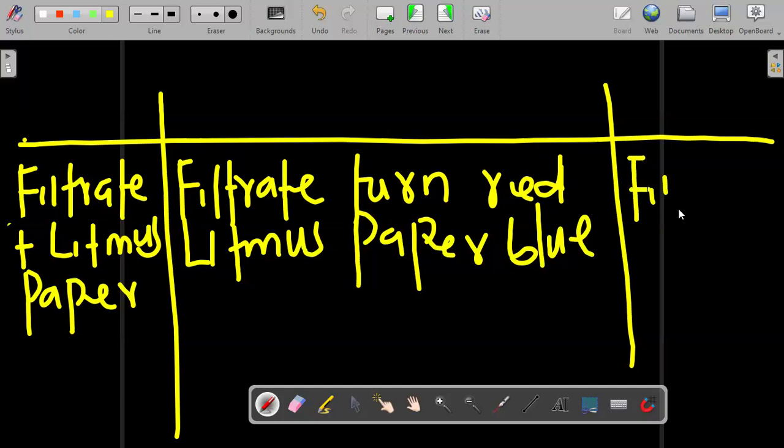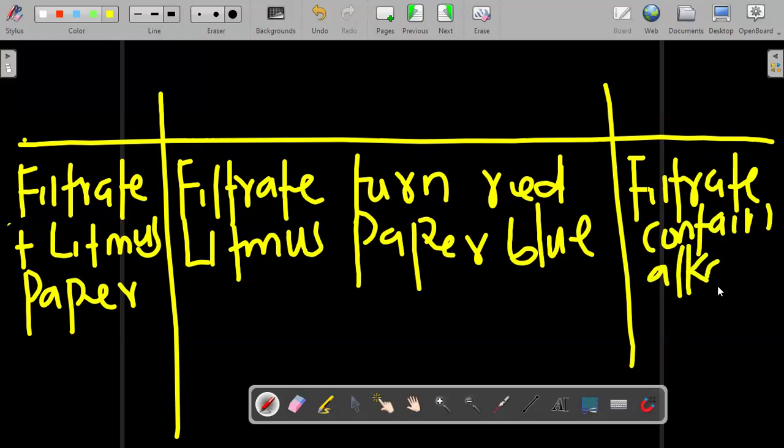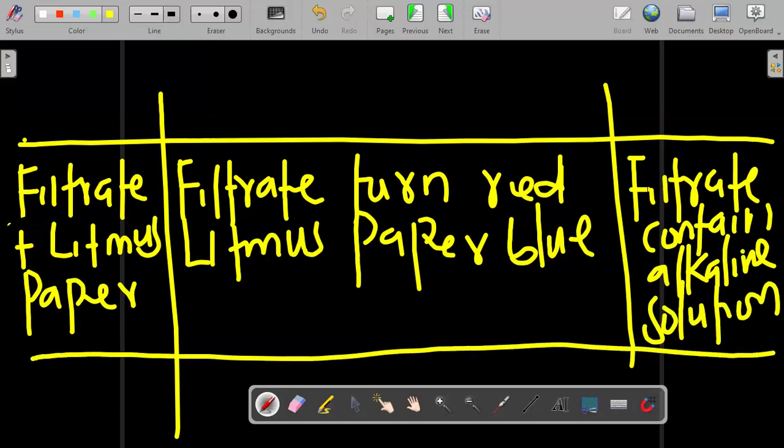So what will be my inference now? Filtrate contains alkaline solution. Are you there? Yes, sir. Filtrate contains what? Alkaline solution, because it's only a base that turns red litmus to blue. So if it turns the red litmus to blue, that means the solution is alkaline. That means it contains base. Is that clear? Yes, sir.